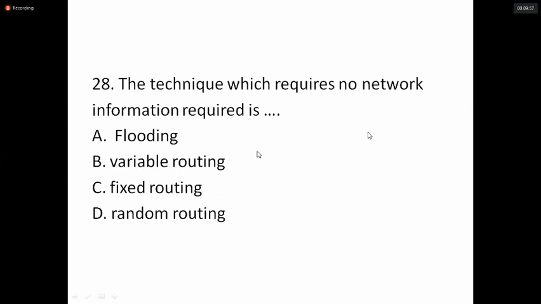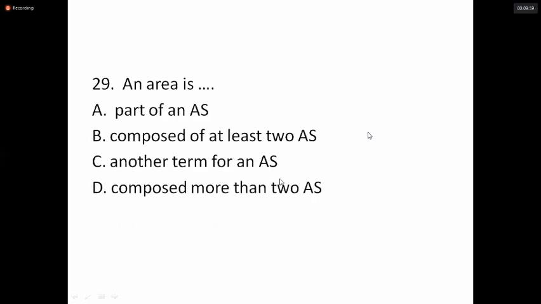What is an area? You know this. Part of an autonomous system. Yes, very good. It is a part of an autonomous system. Like the previous question, that was the answer.